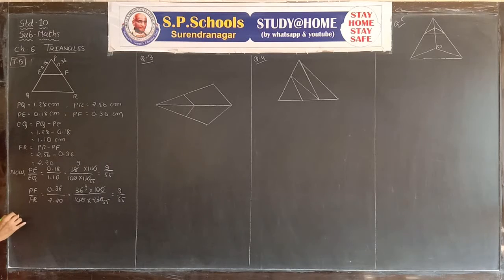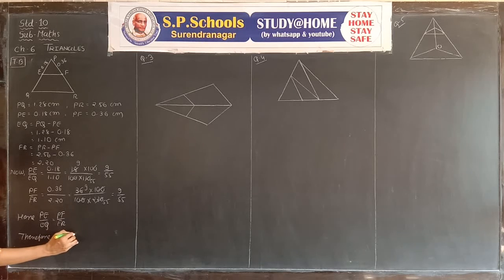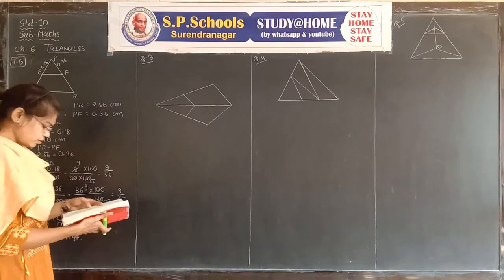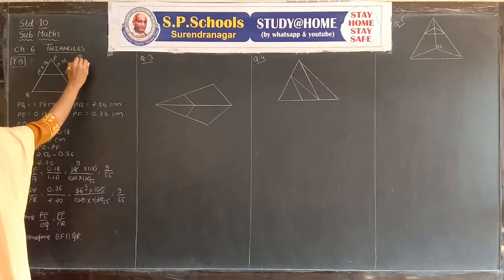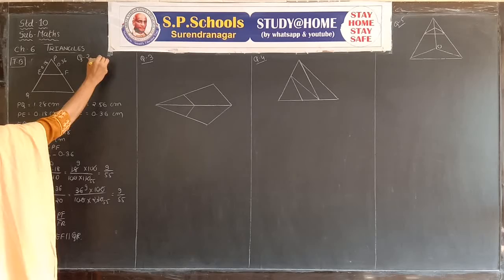Here both the ratios are equal. Here PE upon EQ is equal to PF upon FR. Therefore, lines EF and QR are parallel. EF is parallel to QR. Hence the question number 2 is completed. It is question number 2, third part.